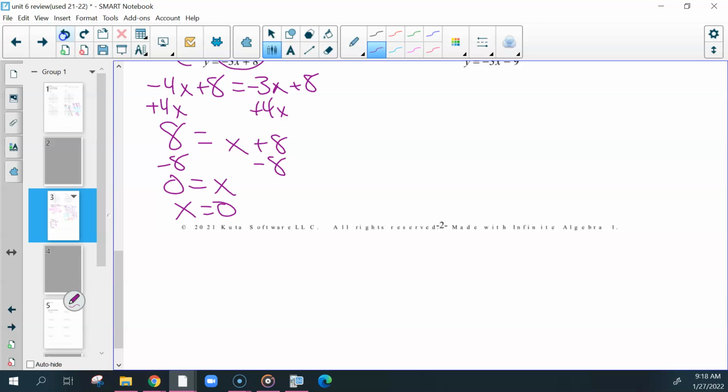Why don't we subtract the 8 first? We could have done that. No. Because even if you were to get rid of the 8s first, you still need to move your x's to the same side. That does not become no solution. I meant to do it the other way, but that's okay.